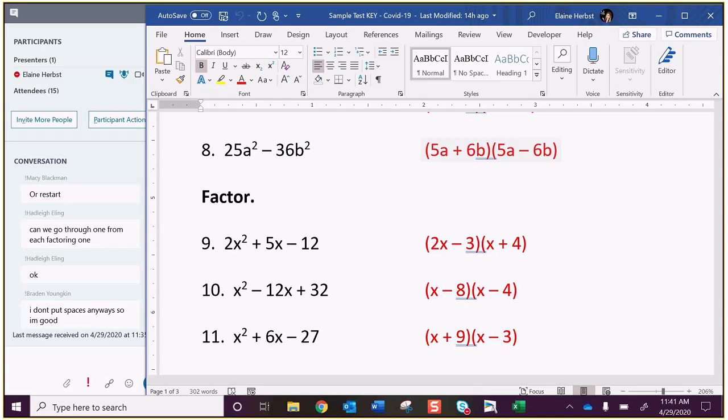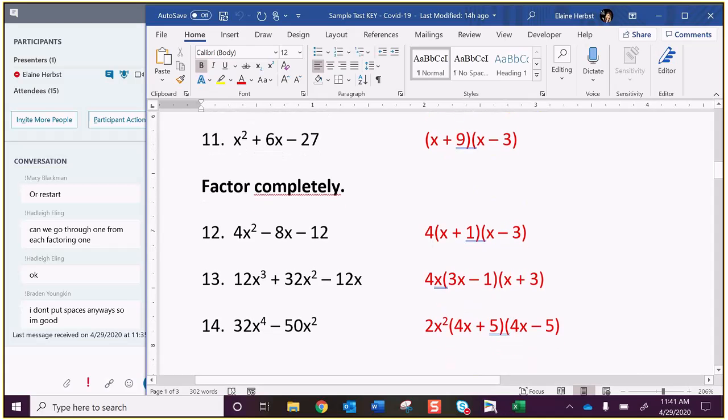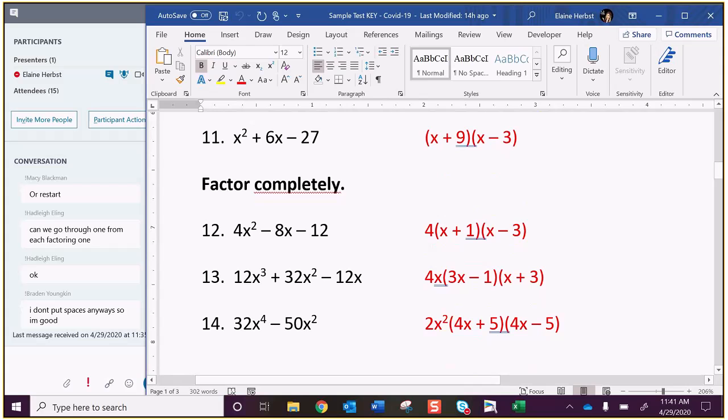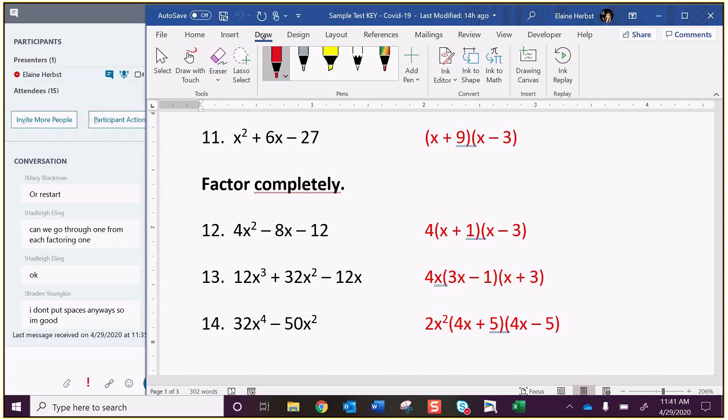Now the last section for the factoring is where you have to take out the greatest common factor first and then factor what's left over. So I didn't show factoring out the GCF first. If I factored a 4 out of here, I'd be left with x squared minus 2x minus 3, which I factored into x plus 1 times x minus 3. Don't forget that when you're factoring out the GCF first, you still have to include it in your answer. On the next one, we factored out a 4x, 3x squared plus 8x minus 3.